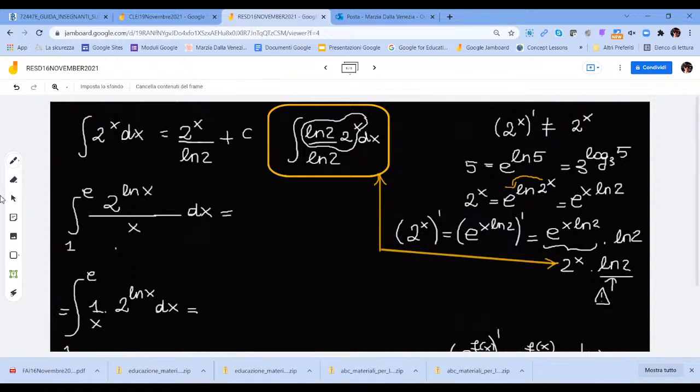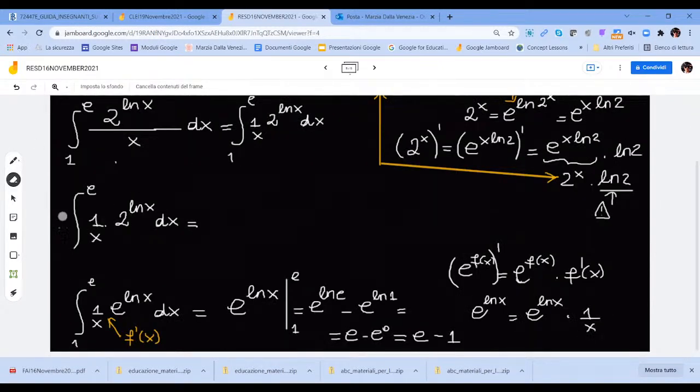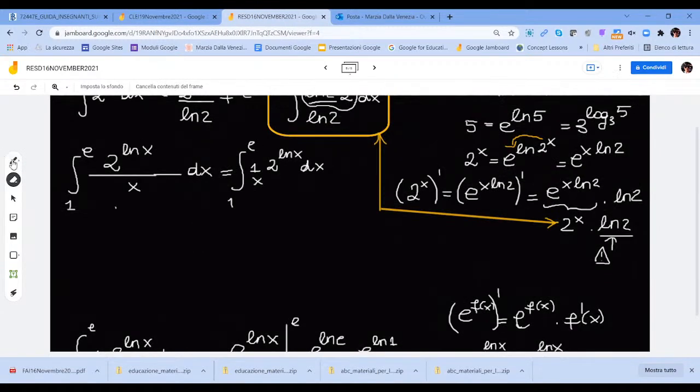Let me cancel. Let me rewrite this. The x. Okay, so I can take some place below. Okay, so what is the derivative of 2 to the logarithm of x?